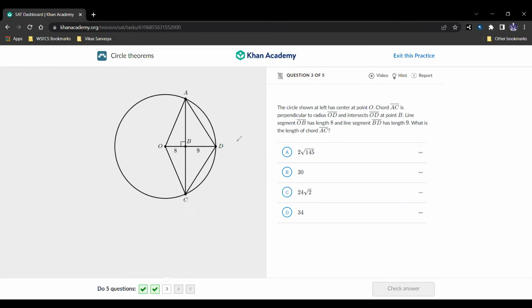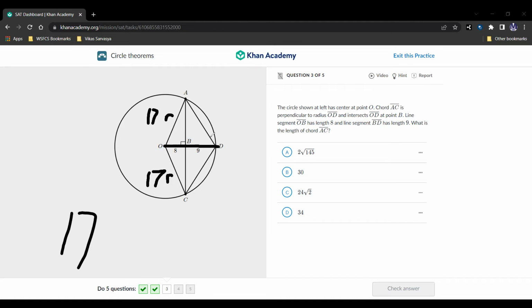Well, let's see what we can do with this. So this is a radius right here, and this is another radius. Now, what is the radius? Well, OD is the radius. And we're told that this is 8 and that's 9. So the radius is just 17. So this is 17, and this is 17.